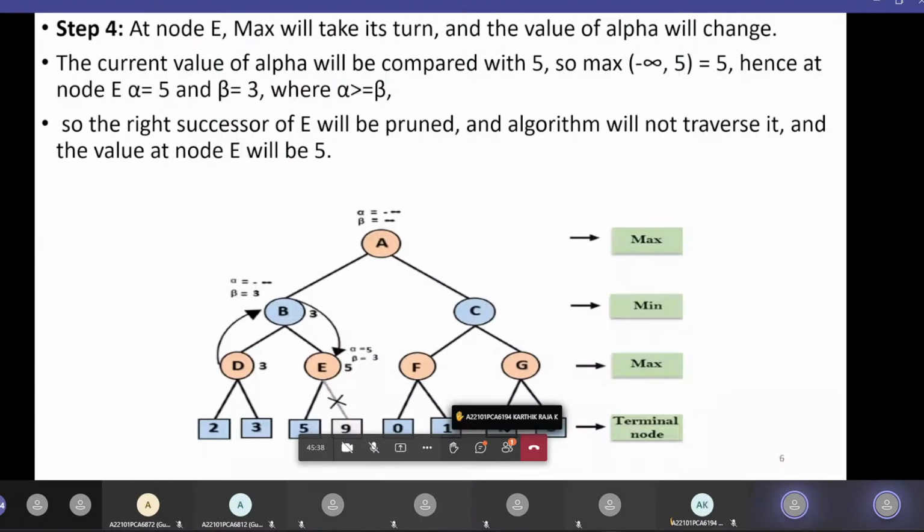What value are they seeing on the left? 5. They check whether 5 is greater. They have seen that 5 is greater, so the condition is satisfied. So we cannot check the other part.